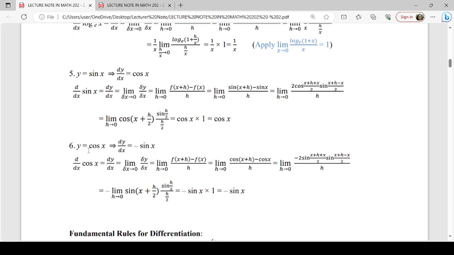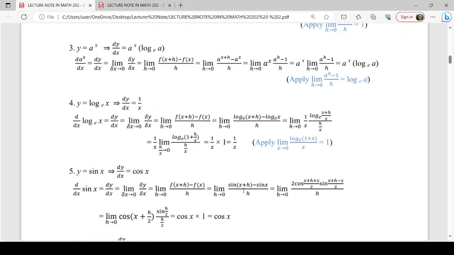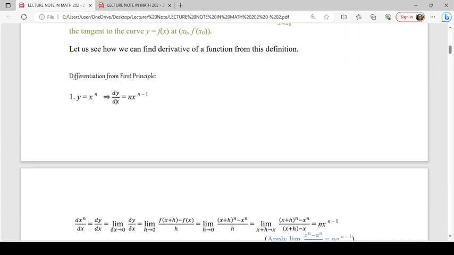In a similar way, here also it is the cos c minus cos d formula, applying this, and it is again sin theta by theta as theta tends to 0 is 1. So this h by 2, it is 0, so it is minus sin x. So d/dx of cos x is minus sin x. So these are the formulas we are deriving from first principle.